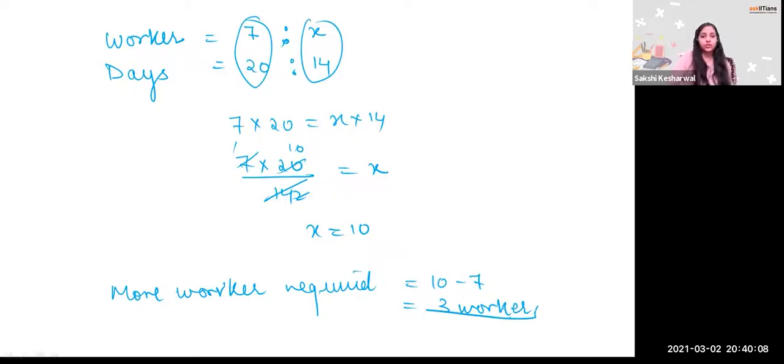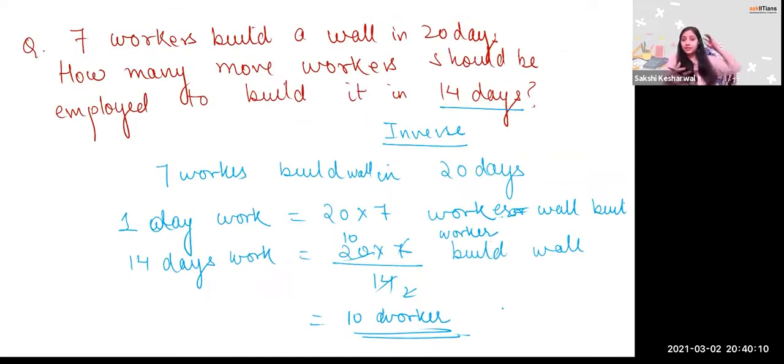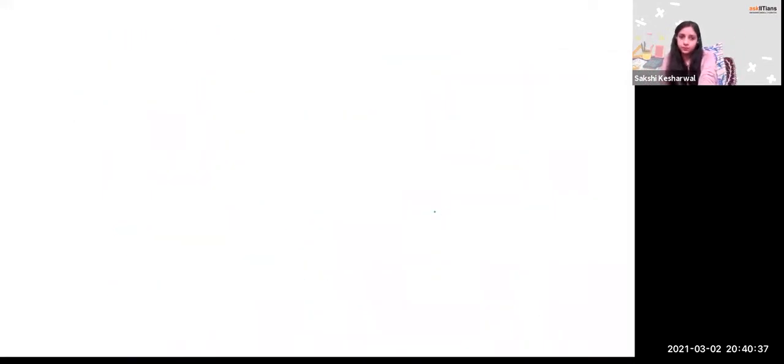Right? So you can just think about what is given. It says that 7 workers can build the wall in 20 days. So in one day, if you want to build the wall, how many workers will be required? You will require 140 workers to build the same wall. Now, if you want to finish the same task in 14 days, how many workers will be required? 10 workers will be required. Initially there were 7. Now, how many more are required? There are 3. So that's your answer.